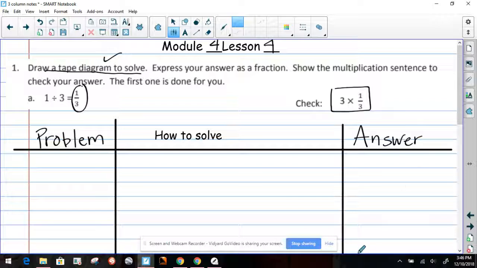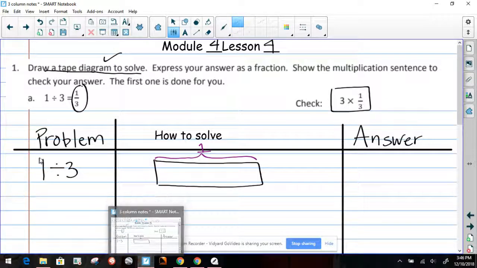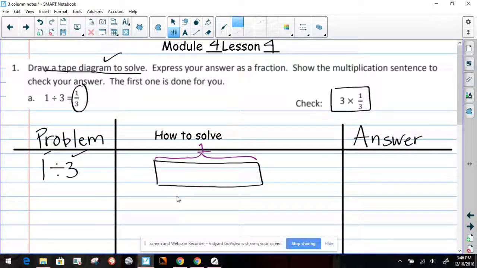So 1 divided by 3. So we're going to get 1. This is going to represent the 1. So all of this, the value of the whole thing is 1. Correct? Well done. Excellent. And it says they have 1. Now I got to divide this 1 in 3 parts. There you go.